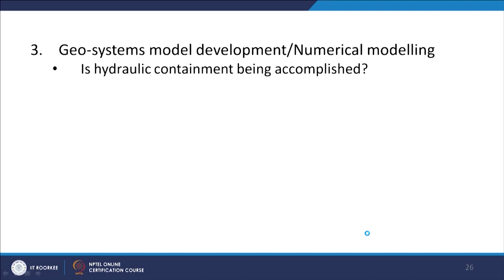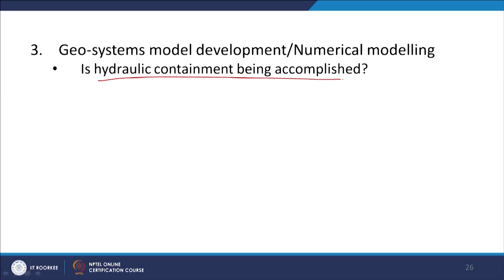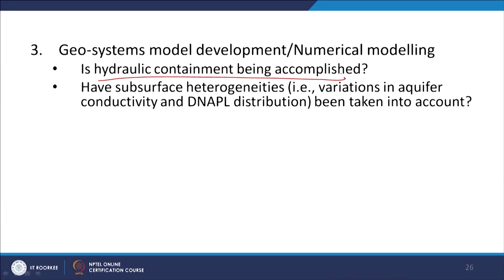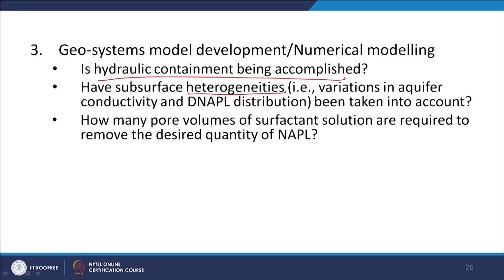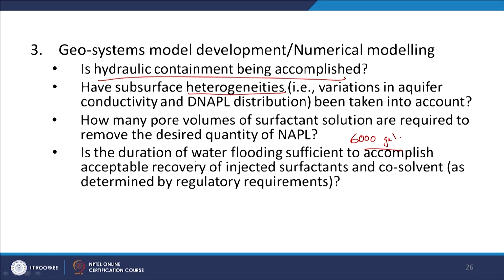This is required for predicting the relevant aspects upon which you will base the calculations for your resources and planning. Hydraulic containment being accomplished is something we looked at. How heterogeneous is the site? The more complex the system, typically the more difficult a job the models will have in predicting the relevant aspects. And how much pore volume are we required to remove? In our case, I think we looked at 6,000 gallons. And is the duration of flooding sufficient to accomplish acceptable recovery of injected surfactants and co-solvents?